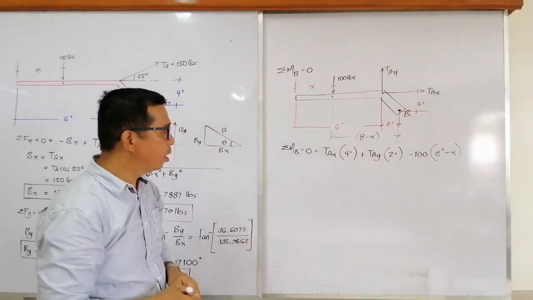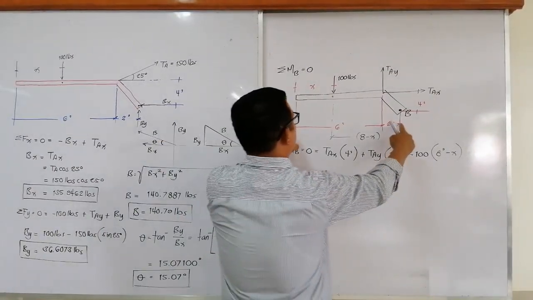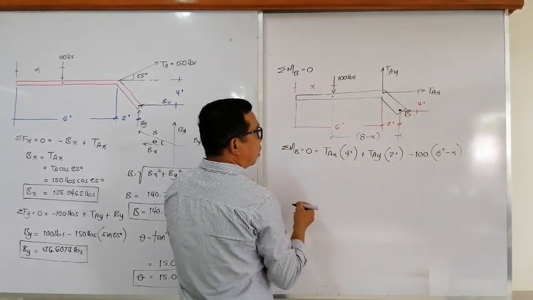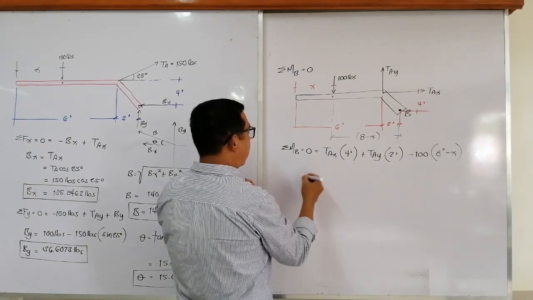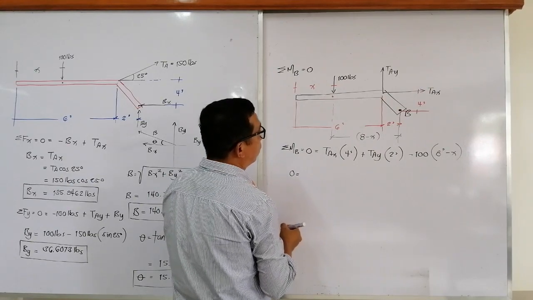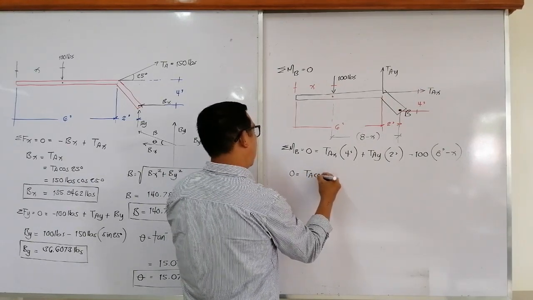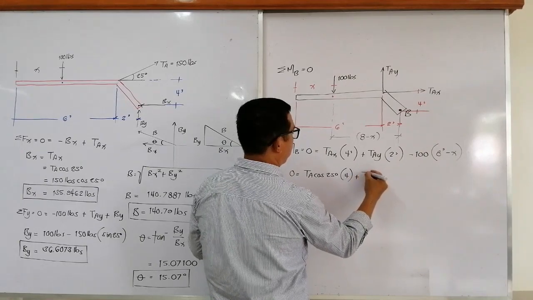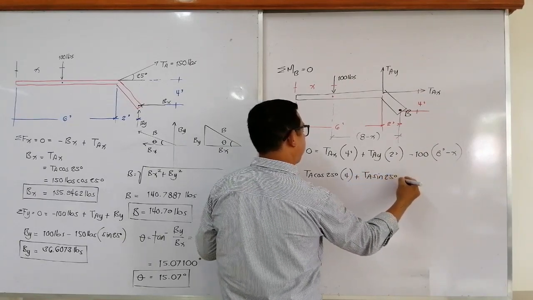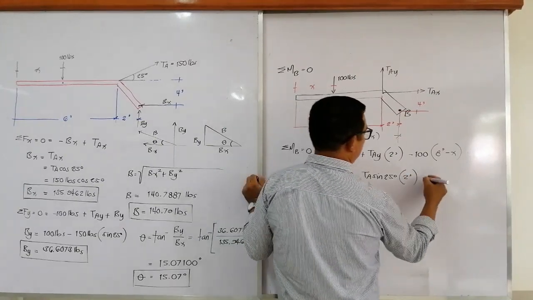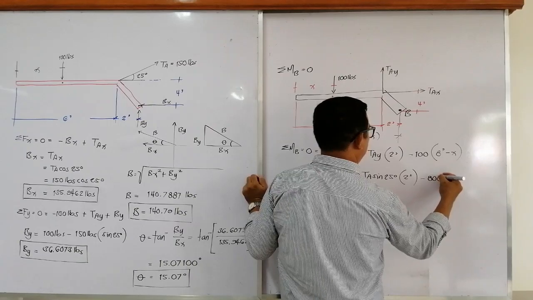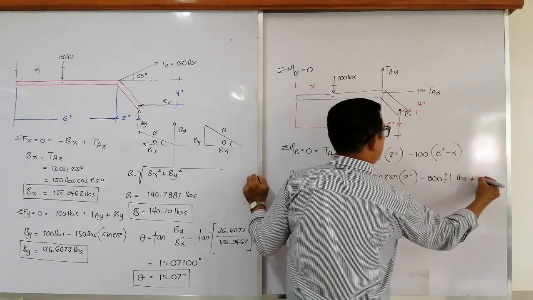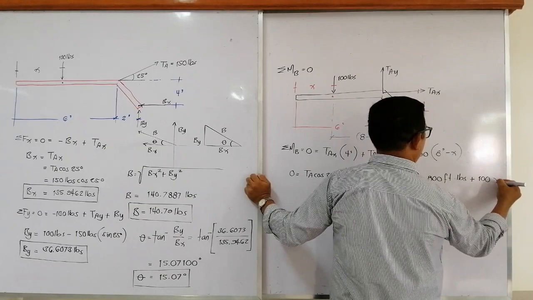Okay? Now, let's expand. If this is 8 feet and this is x, this would have to be 8 minus x. So expanding, 0 is equal to your TAX, which is TA cosine 25 degrees multiplied by 4, plus your TA sine 25 degrees multiplied by 2, minus 800 foot-pounds plus 100 x.